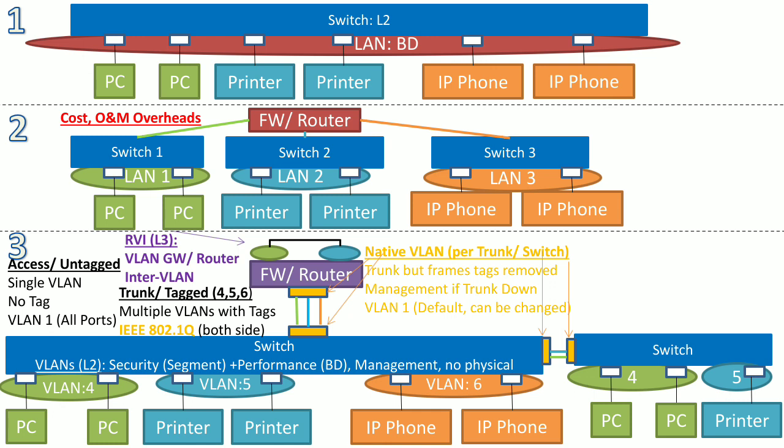So for inter VLAN communication, we use this routed VLAN interface, and we can define this routed VLAN interface on the switch if this is a layer 3 switch, or we can define it on the router or firewall.